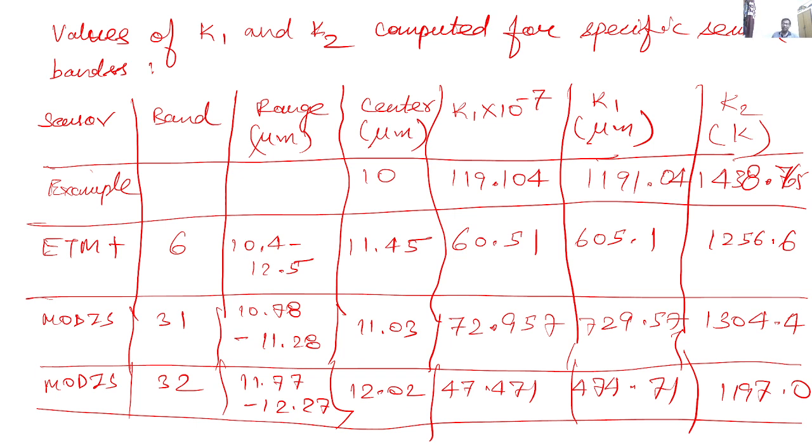Just one thing: these values 605.1 and 1256.6, in USGS they are instead written as 660.09 and 1282.7, because they have not chosen the center as 11.45, but they have chosen the center as 11.22 micrometers. Otherwise, they all are the same. That is how we arrive at it.